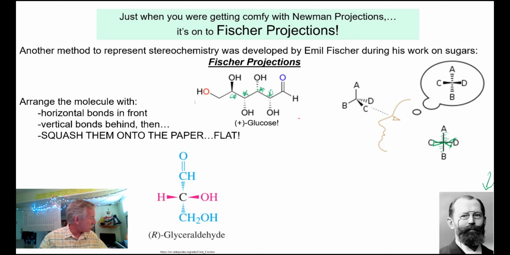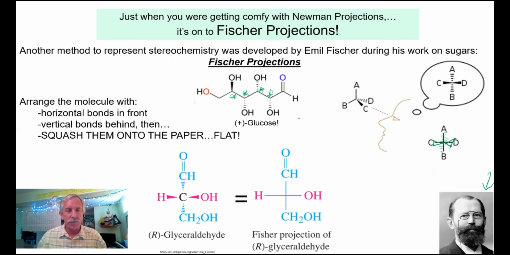If you have any doubt about that, take a look with your models and do the same thing. Point two bonds at you, the other two pointing away from you, and then squish it flat, and you'll represent any three-dimensional tetrahedral carbon with lines. Okay, so Fischer projections are nice, quick, fast ways to generate three-dimensional representations without drawing wedges and dotted lines.